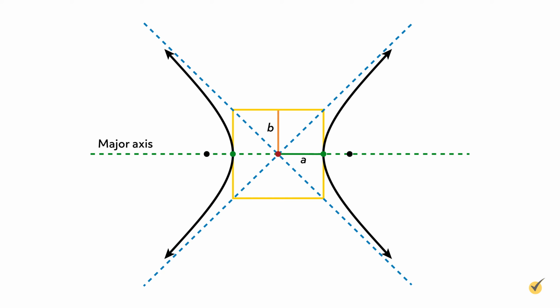The a is always on the major axis, which is called the transverse axis. The major or transverse axis is easy to identify since it has the focus points on it as well as the vertex points. So a is the distance from the center to either vertex point, and b is the distance from the center to the top of the box formed by drawing a rectangle that has the asymptotes cutting through its corners. That accounts for all the variables in our equation.